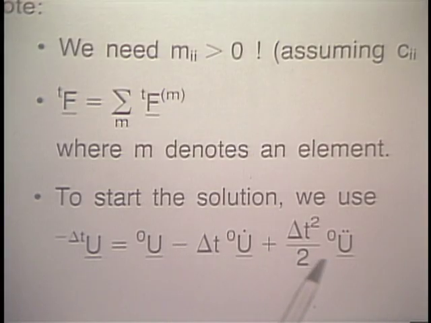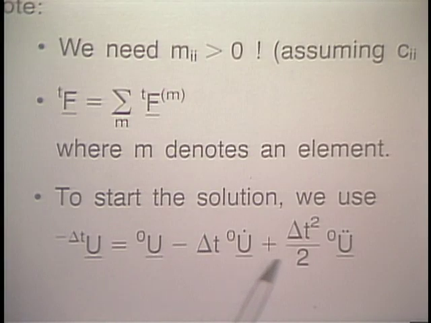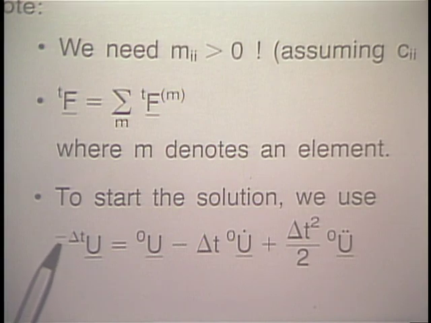To start the solution, we need a special equation because, remember, in the solution for time t plus delta t, we need the information, the displacements corresponding to time t and corresponding to time t minus delta t. So if t is equal to 0 and we want to march ahead to delta t in the first step, we use this equation to evaluate the displacement at minus delta t, and that means we can then directly start our explicit solution process.